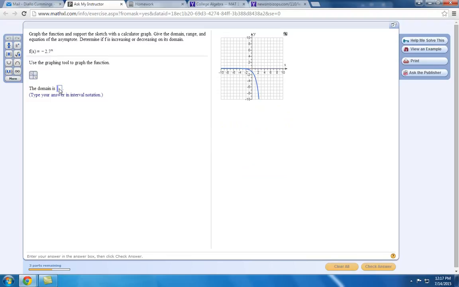Next, we'll determine the domain, and the domain are all of the x values that this particular exponential function can take on. So the domain is the open interval from negative infinity to positive infinity. We're asked for the range. The range is all of the y values this particular graph can take on. So the range is from negative infinity to zero.